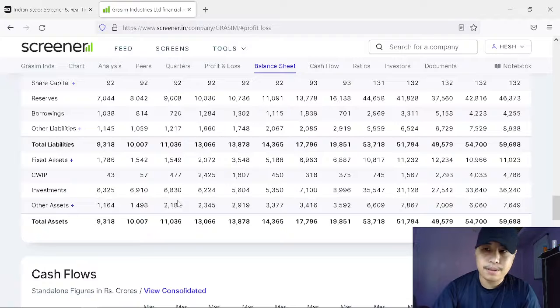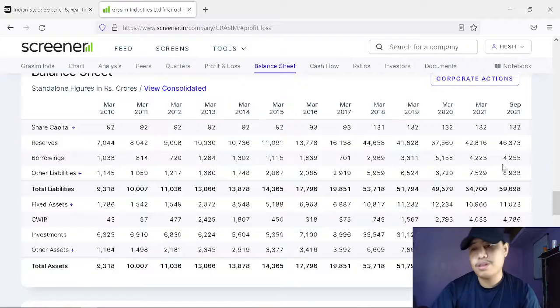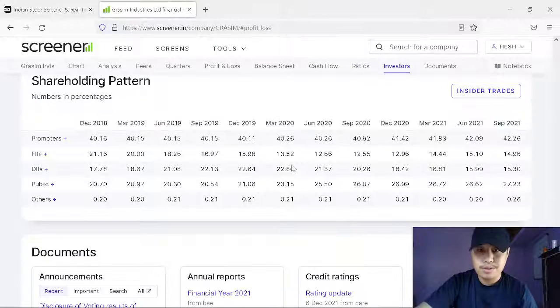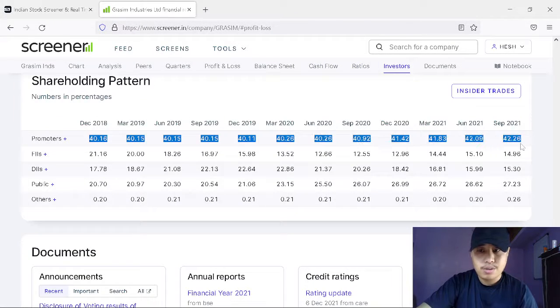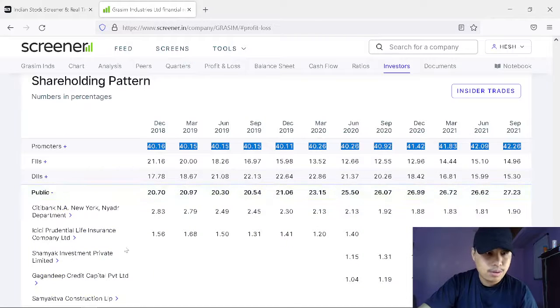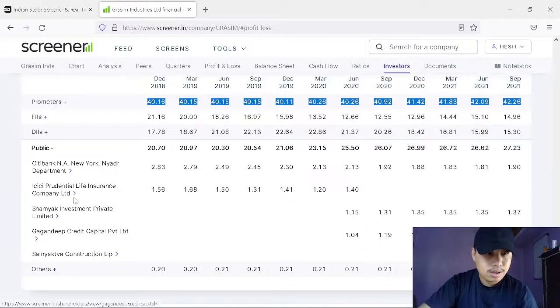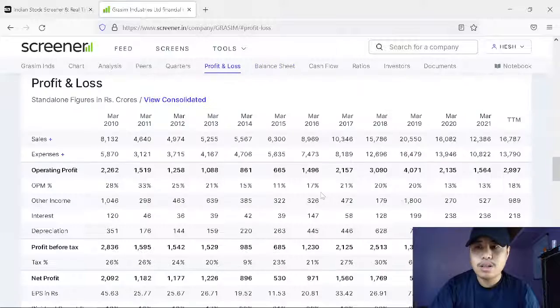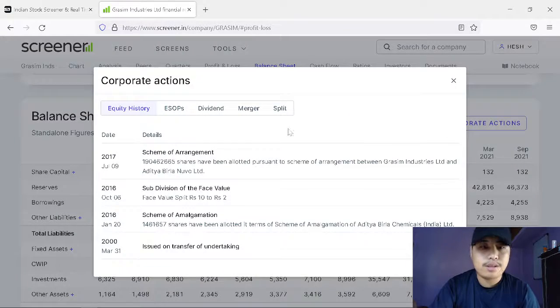Let's look at some more. They have reserves of around 46,000 crores, which is also not bad. Share capital has not increased much in the last 10 years. And what else? Promoters are increasing their holdings in this stock, which is a good sign. And there is a lot of FI and DI activity, and the public has a good hold here. So it's worth investing here.